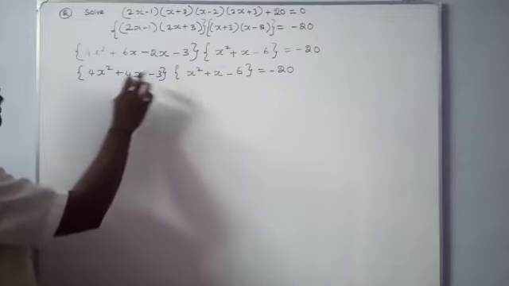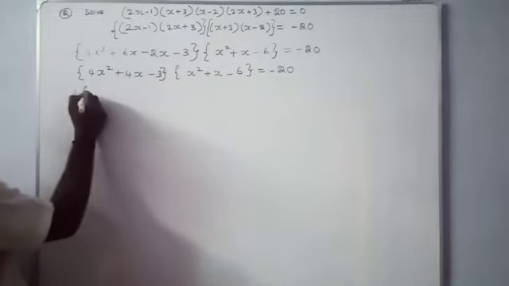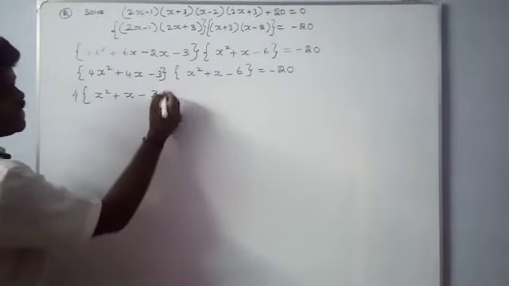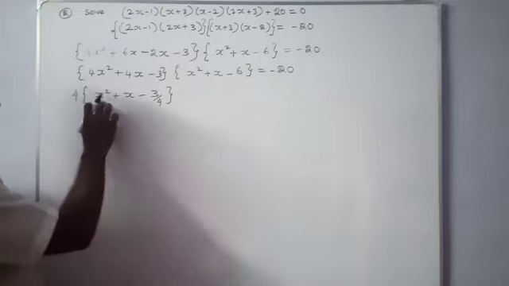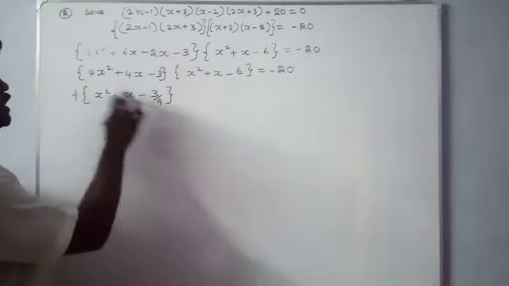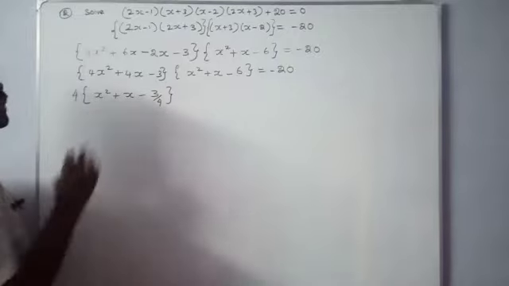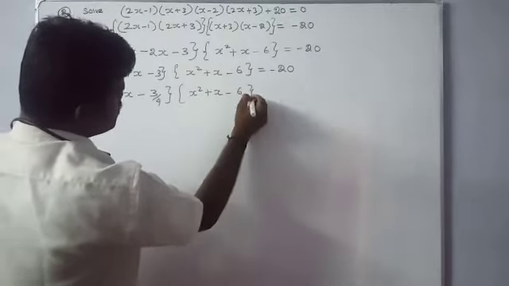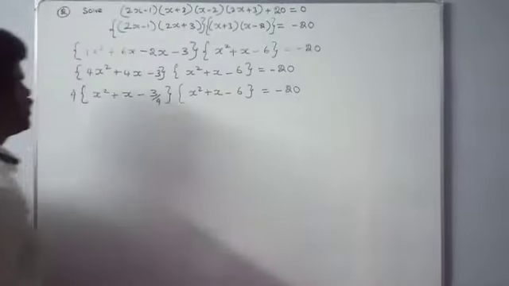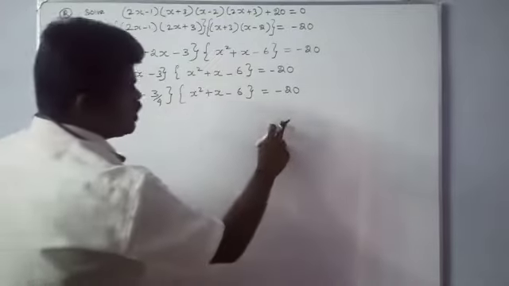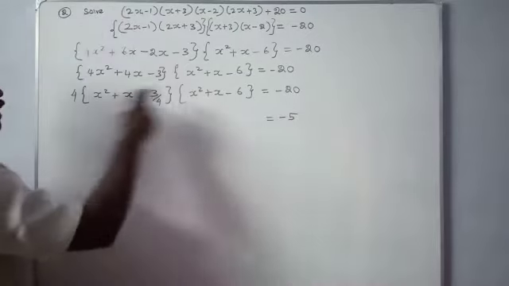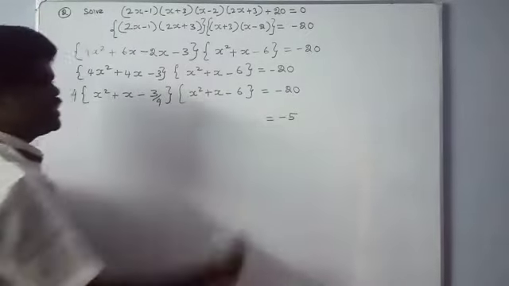Now take 4 outside. There is no 4, so you want to divide this. Here 4 take outside, x square plus x minus 3 by 4 is here. Because we want to multiply here 4x square and 4x minus 4 into 3 by 4, cancel these 4, minus 3. And here x square plus x minus 6 which is equal to minus 20, and take 4 to this side by divide. So what is the answer? Minus 5 is here because minus 20 divided by 4. The answer is minus 5.